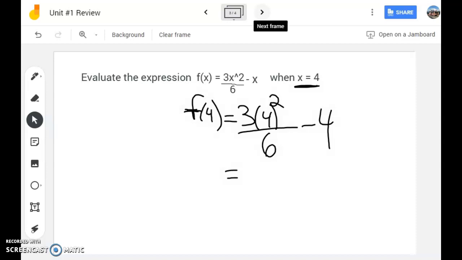So where will we start? Some people say parentheses, but there's nothing in the parentheses. So you'd actually want to do the exponent first. So this would be 3. 4 to the second power is 4 times 4, or 16. Divide by 6 minus 4.